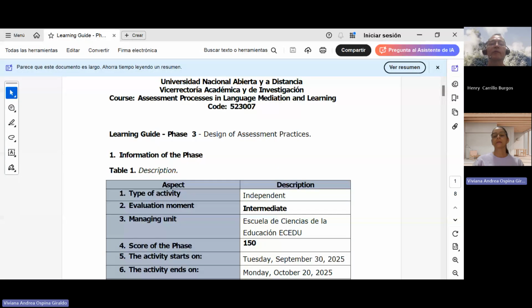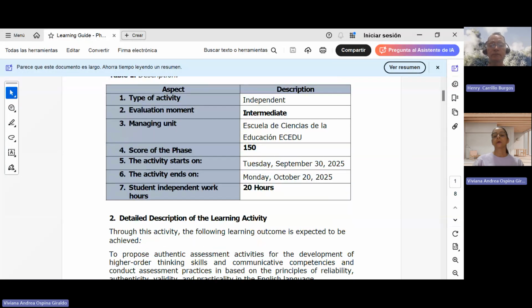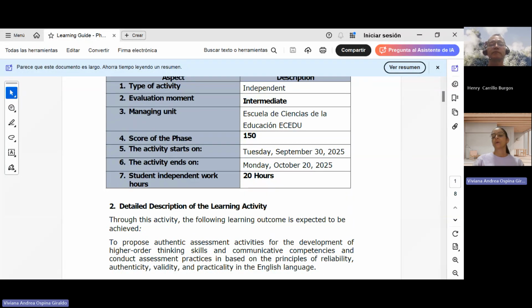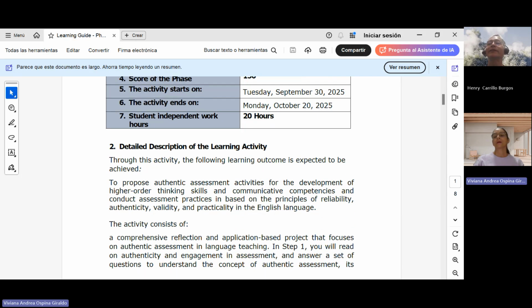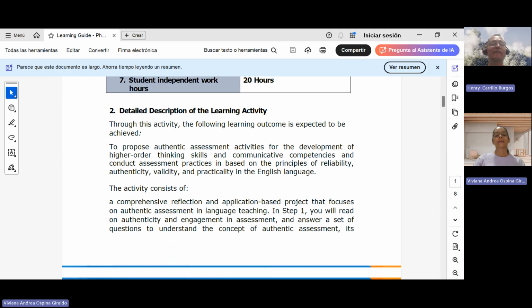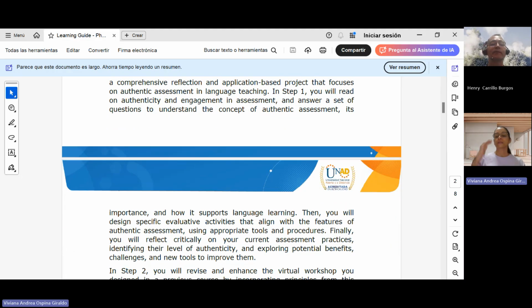The activity guide is quite explicit. We have until the 20th of October, so you have 10 days to complete this task. It's worth 150 points. You have 10 days, because today is the 9th. Well, actually you have 11 days. And this activity moves in different steps.